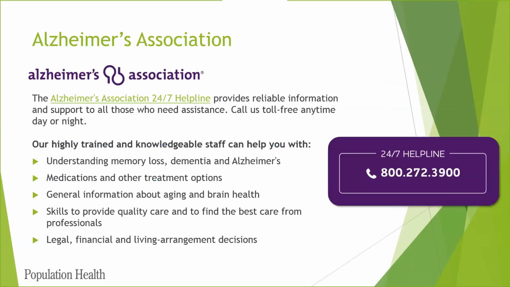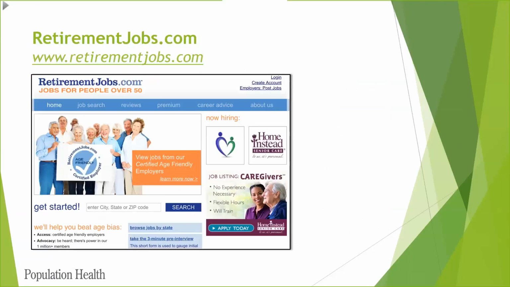Next one is the Alzheimer's Association. So this is a helpline that is available 24/7, and it's available wherever you live in the United States. They can help you think about legal, financial, living arrangement decisions, medications, treatment options, and just general information and help you might need about your loved one that might have Alzheimer's or dementia.